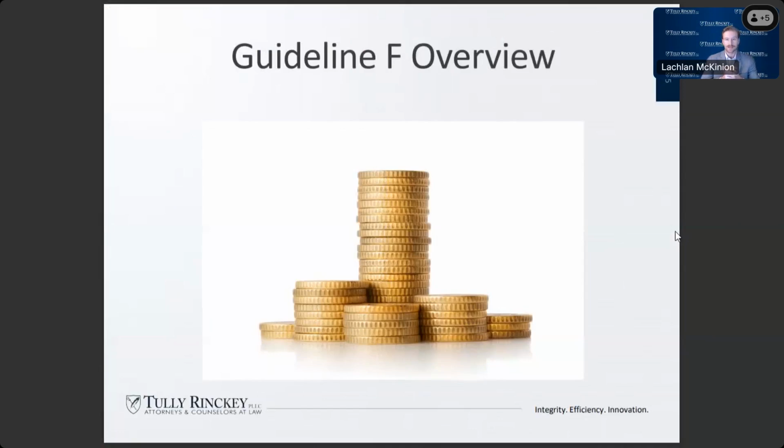So where is Guideline F contained? Guideline F can be found under Security Executive Agent Directive 4, also called SEAD 4, which is under the National Security Adjudicative Guidelines. Within SEAD 4, it includes a list of 13 guidelines which govern access to national security information. So besides Guideline F, this list includes things such as allegiance to the United States, foreign influence, sexual behavior, criminal conduct, drug involvement, among others.